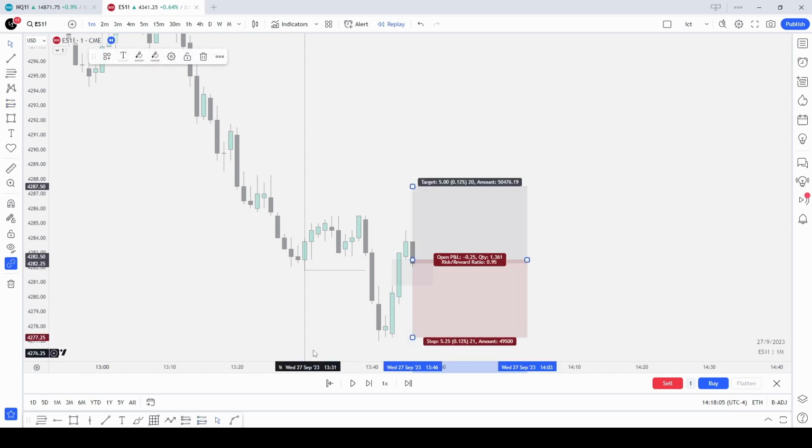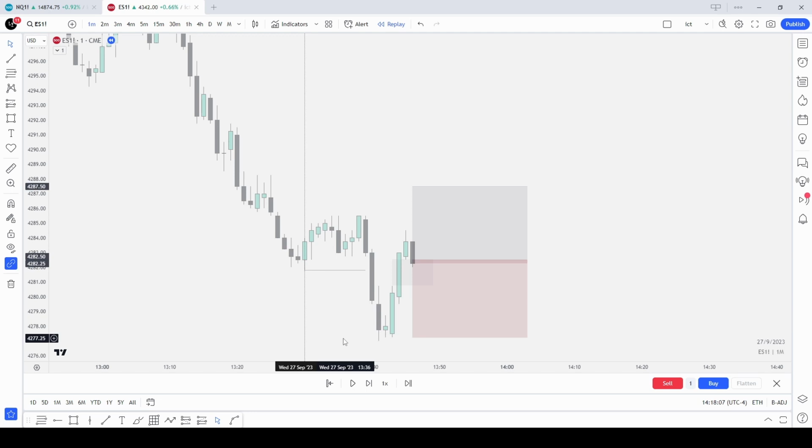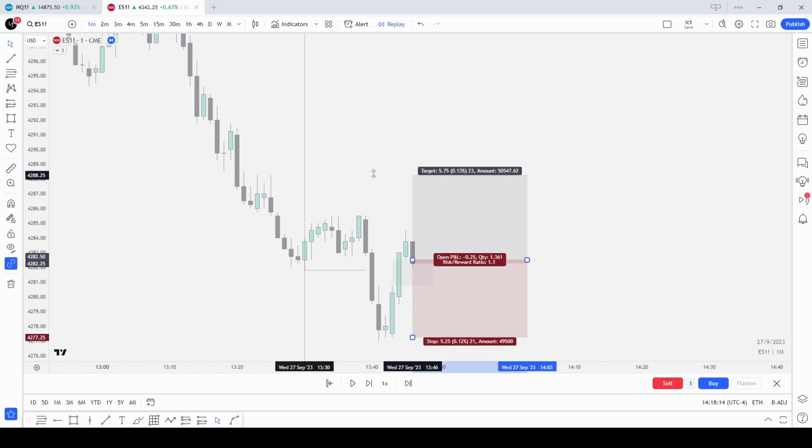And remember, 1:30 is the highest probability time for this to happen. We can use 8:30, 9:30 and 1:30 New York time. 1:30, however, is always best for it.